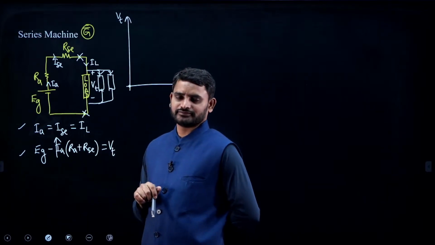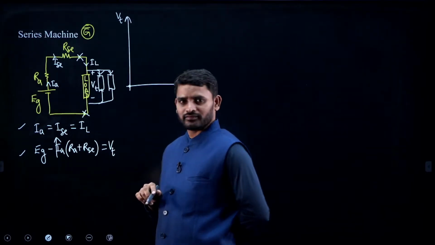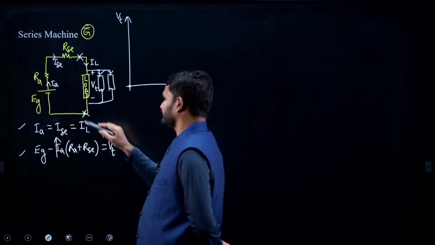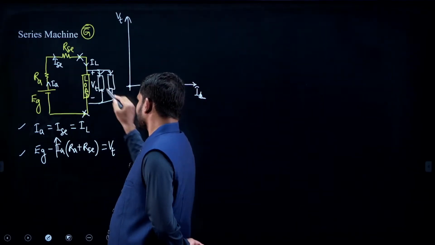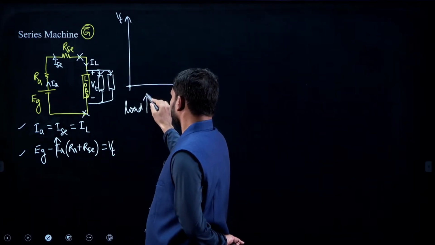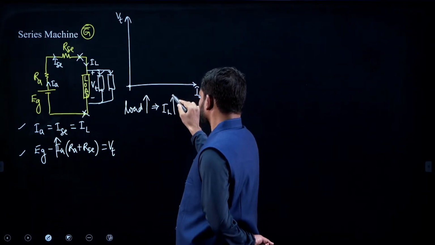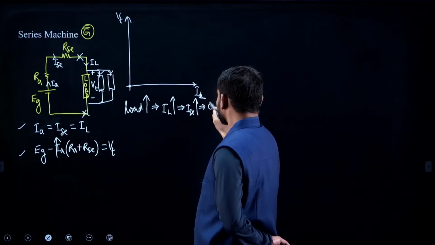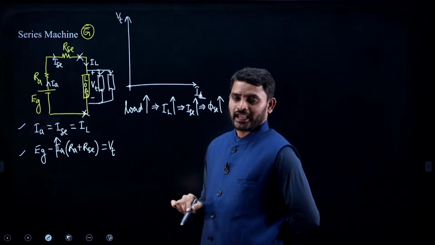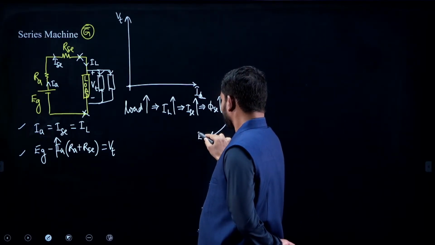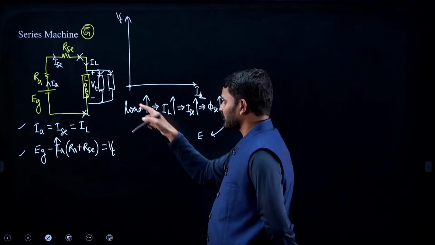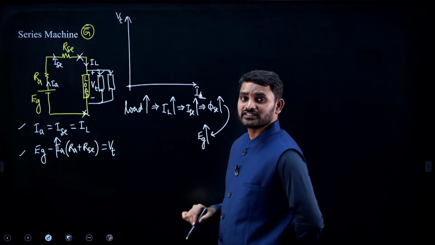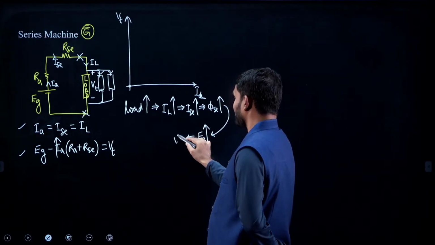If you look at this equation, okay, right. But actually what is going to happen is, whenever the load is increasing, here load current is increasing, which means series field current is increasing. If the series field current increases, series field flux also increases. If the main field flux increases, what will happen? Generated EMF will increase, na? If the generated EMF increases, terminal voltage increases.